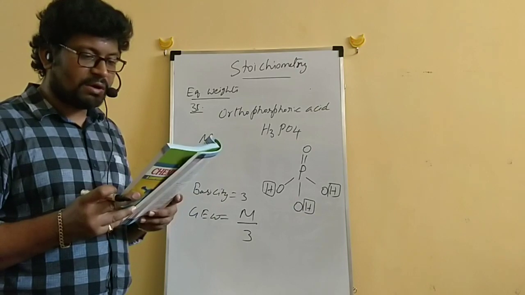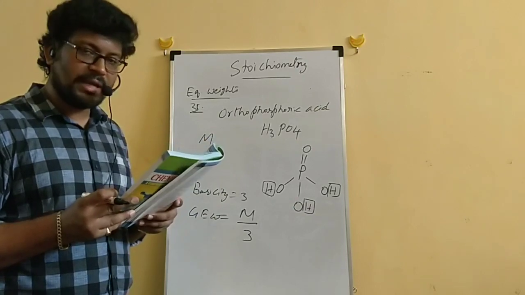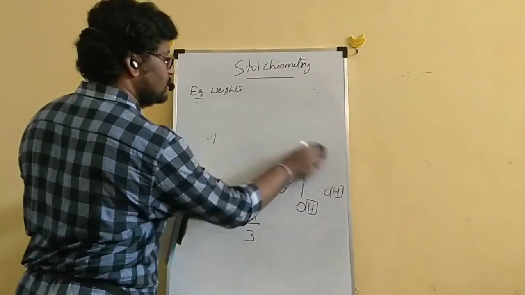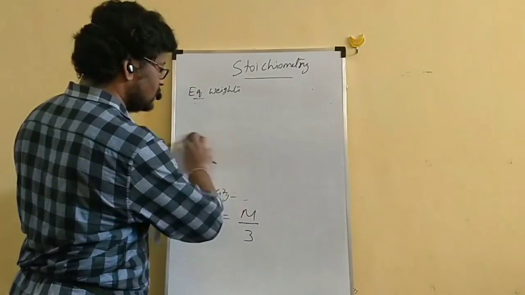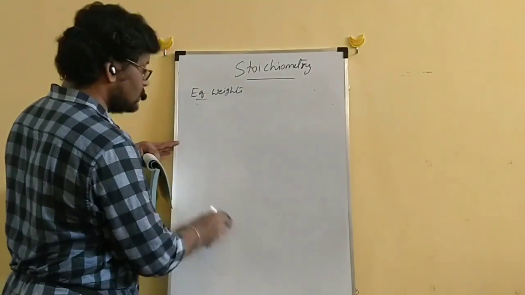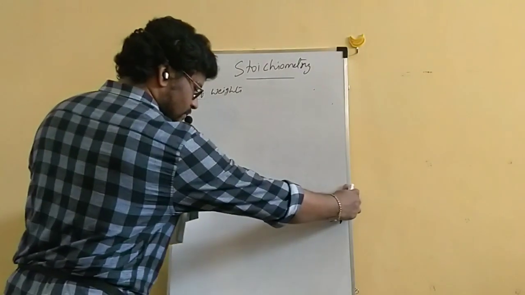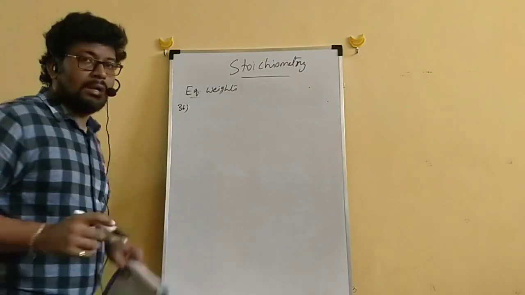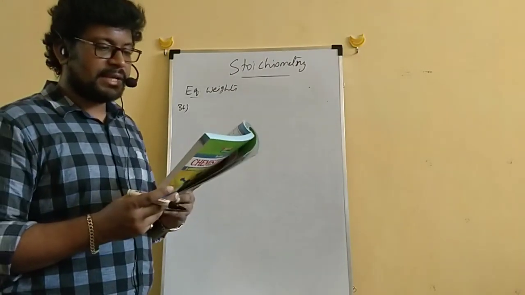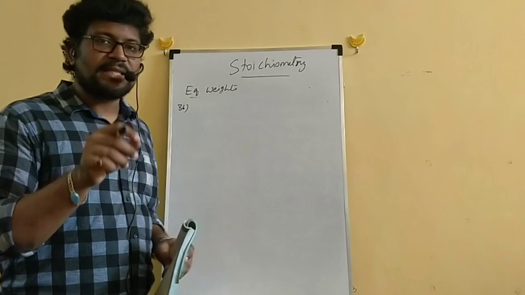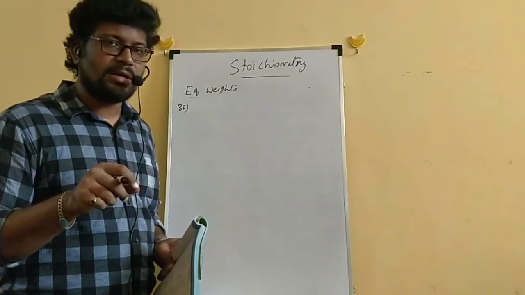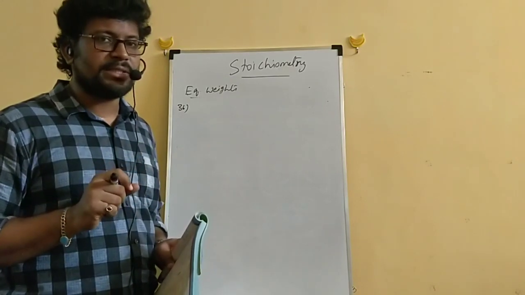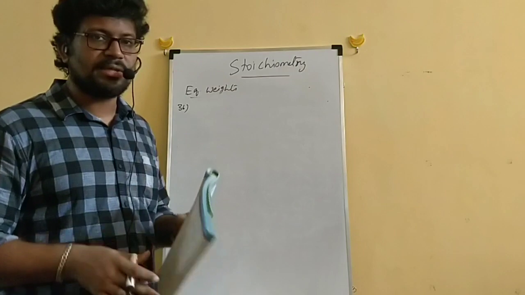Next, which of the following acids has the same molecular weight and equivalent weight? 36th question. If the acid must have the same equivalent weight and molecular weight, its basicity must be 1. Then gram equivalent weight is equal to gram molecular weight divided by 1. Both are equal.